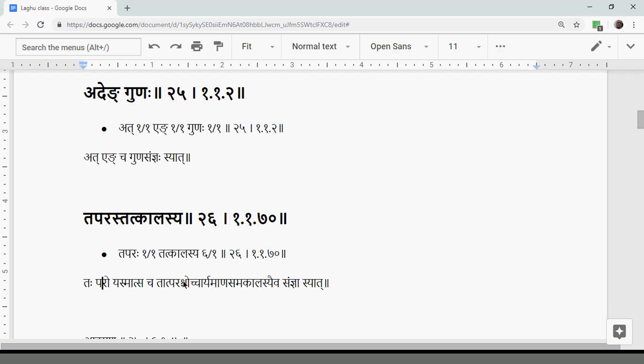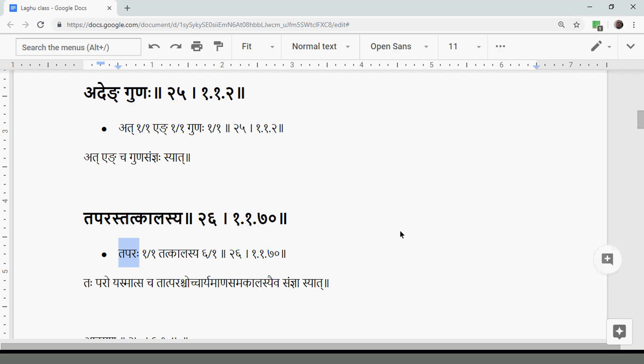Taha paraha yasmat. Sa cha तात्परः च उच्चार्यमाण समकालस्य एव संन्यासात्. This is the vritti, but in the laghu vritti, the samasa vritti of this word is also given. तपरः. What is तपरः?